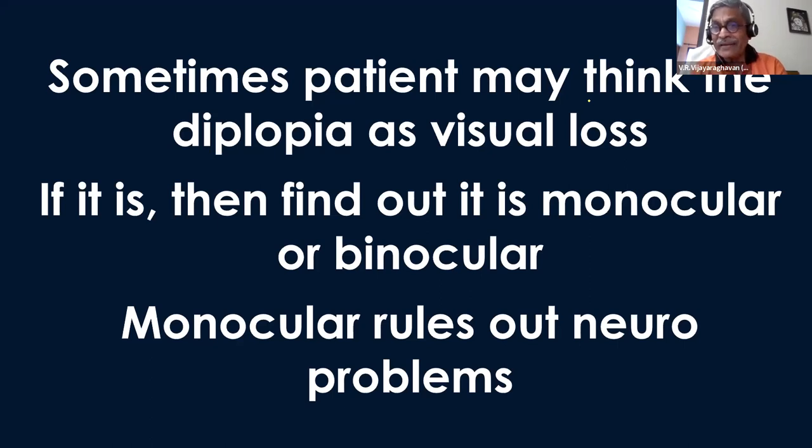How do you investigate? Now you just close one eye. If the diplopia disappears, that means it is a neurological problem. When I close one eye and diplopia persists, that means it has to be an eye problem. That's all. When you close one eye and diplopia disappears, it's a neuro problem. We call it binocular diplopia: only when both eyes are open does he have diplopia. When one eye is closed and there is no diplopia, that is binocular; if it persists, it is called monocular diplopia.